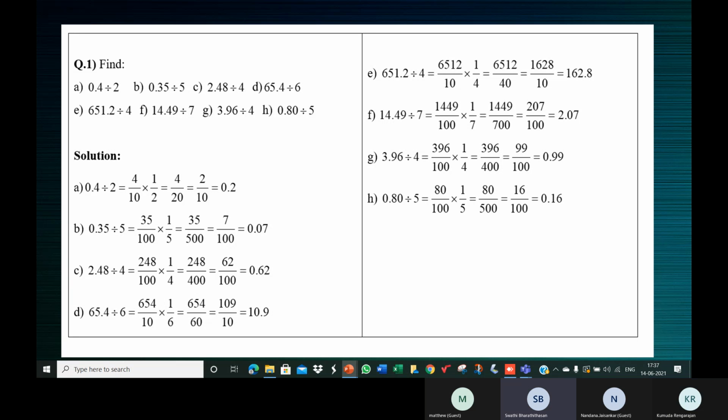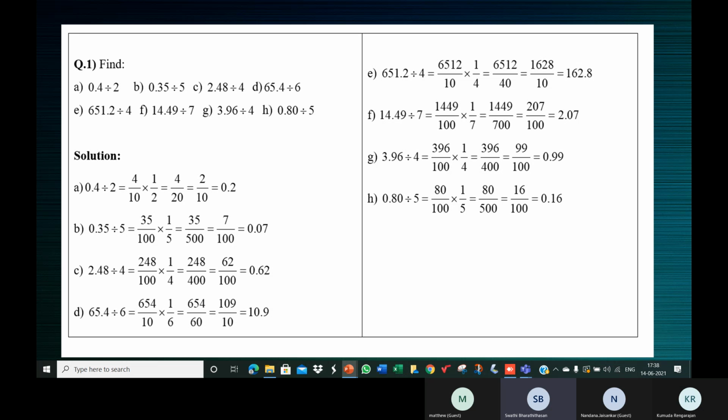Ma'am, for 2.48, we can simply write it as 248. After the decimal point there are 2 digits, so it will be 248 divided by 100. 4 can also be written as 4 by 1, and the reciprocal is 1 by 4. So 248 into 1 is equal to 248, and 100 into 4 is equal to 400. When we simplify it, we will get 62 by 100.